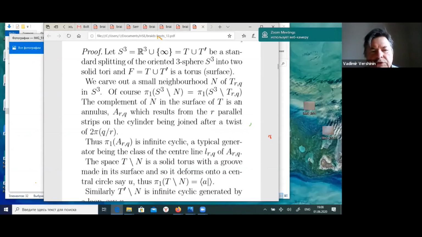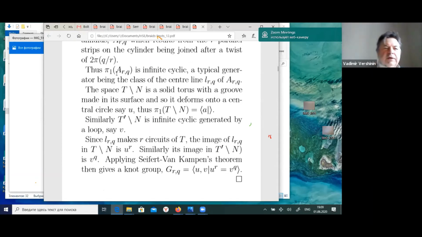So this is what I wrote in this way, that the complement of this small band or knot itself is what I denoted ARQ, and this is nothing but an annulus. And this is what I wrote, the procedure which we were doing, which results from the parallel strips on the cylinder being joined by the twist. So you can depict it by the cylinder, but anyway, it's an annulus.